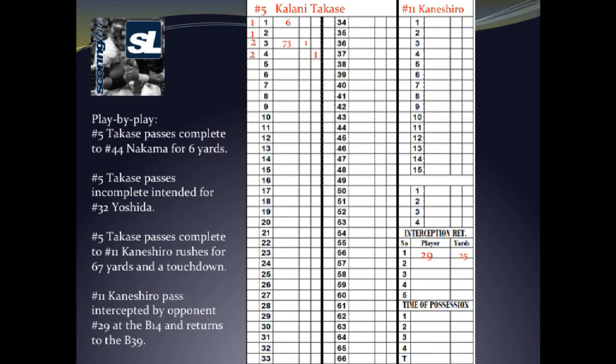Now on this play, number 29 runs from the B14 to the B39. So on this corner here, you have interception returns by number 29, and he returns for 25 yards. Hopefully, whoever does your defense can capture some of this stat. But in this case, Takase's numbers are 2 completions in 4 attempts for 73 yards. He has 1 touchdown and 1 interception. Questions? I know you might have some of them.